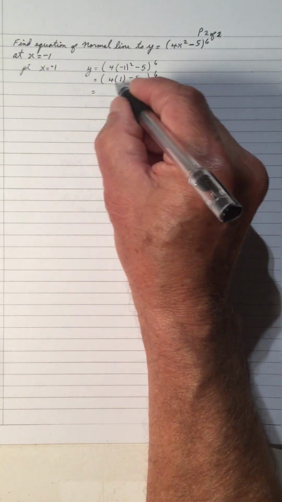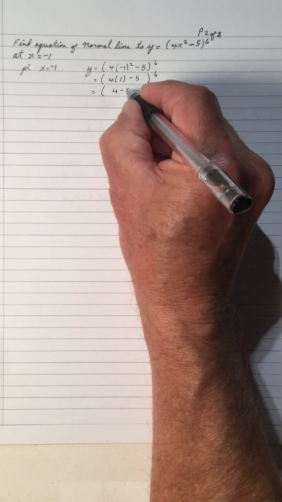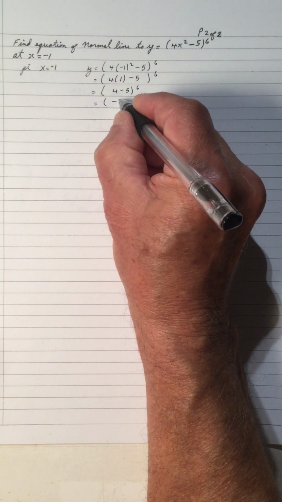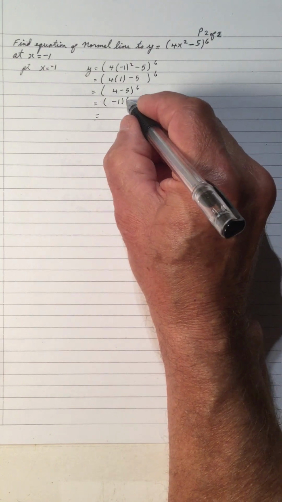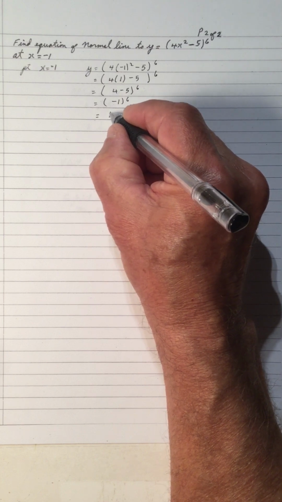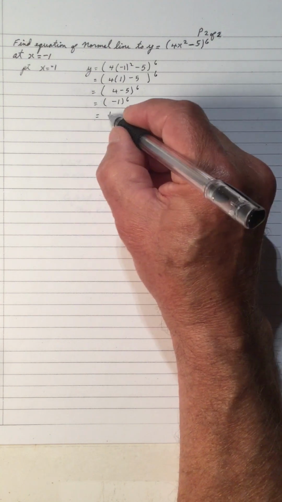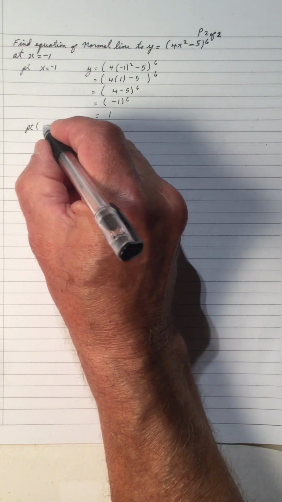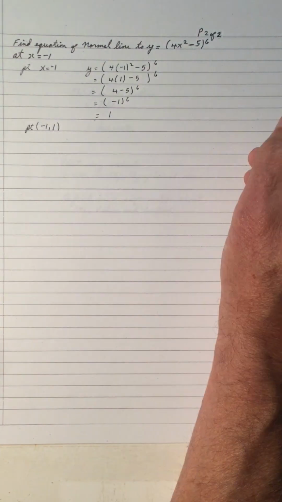And we continue, we have to do the multiplication by PEMDAS, so we get 4 minus 5 to the 6th power, and that's negative 1 to the 6th power. Negative 1 to an even power is positive. So you can go negative 1 times negative 1, 6 times, and you'll get a 1. So the point that we have: x is negative 1, y is 1.